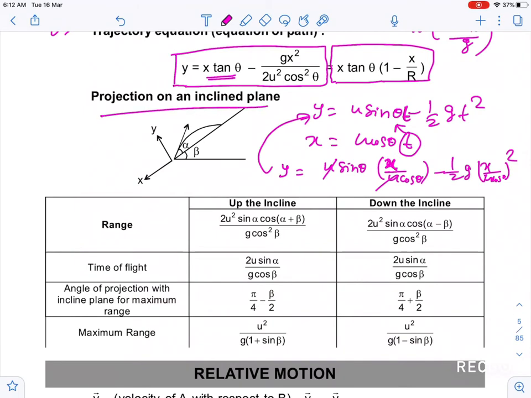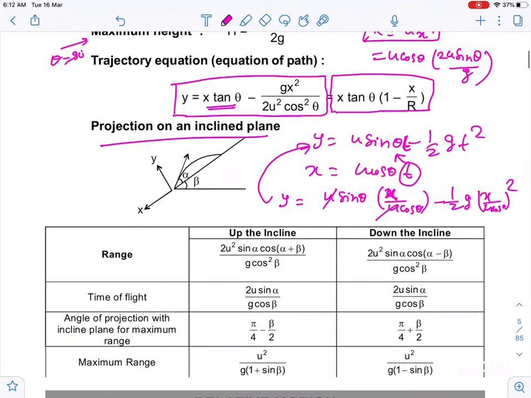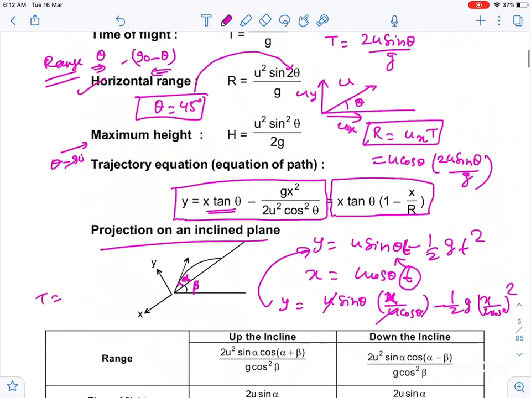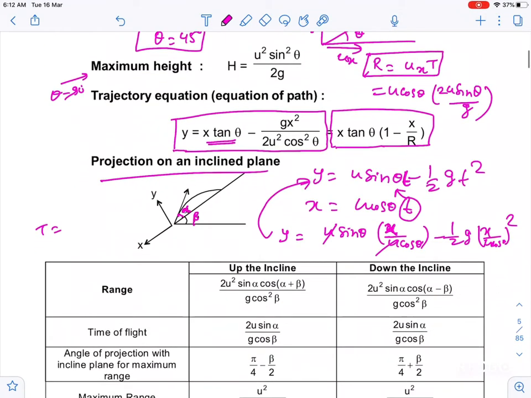Now guys, you have to keep this formula in mind. I am telling you a shortcut trick to get this result. Suppose this angle is alpha, the angle of projection, and this is projection from an inclined plane, with this angle beta. You should remember the formula: for time of flight, you know 2u sine theta by g, you write as it is, so 2u sine alpha by g, but in the denominator the cos beta term also will come.